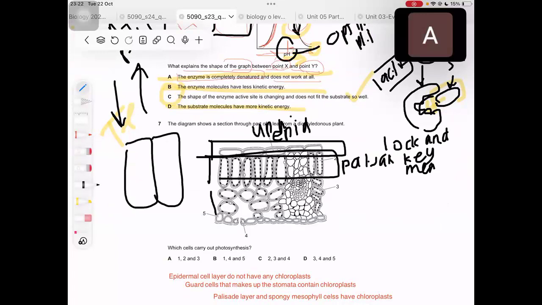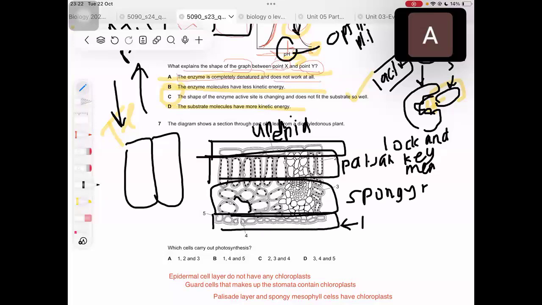And you can see the third layer, it's the spongy mesophyll layer. Spongy mesophyll, right? You can see a lot of air spaces between them. That's one characteristic of the spongy mesophyll layer. And you can see another layer of cells underneath, which is the lower epidermal layer, and you can see a special type of opening like this. Those openings are referred to as stomata, right? Which cells carry out photosynthesis?